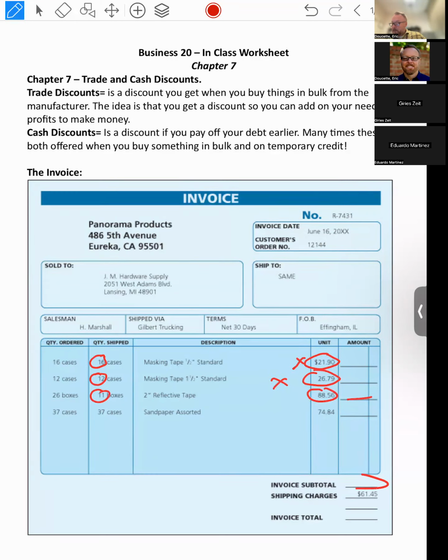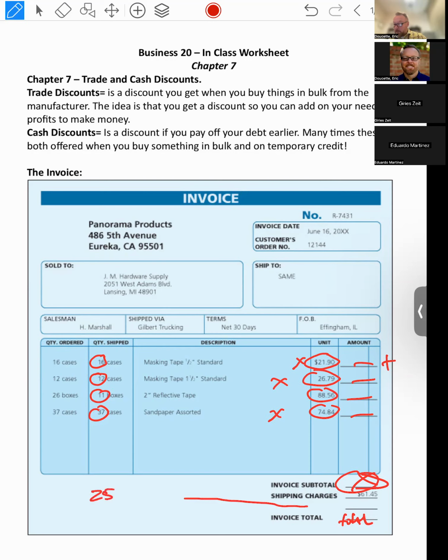And then in this case, there's some additional shipping charges. So your shipping charges were an additional $61.45. That would have to be added, and then that would give you your total at the bottom.